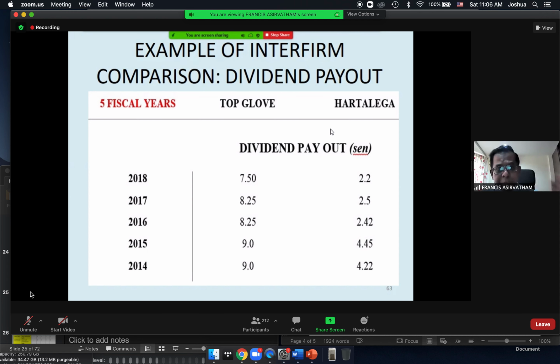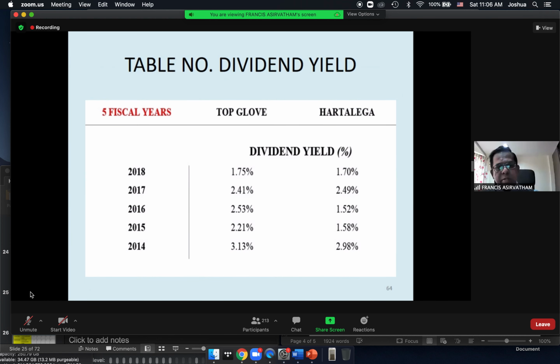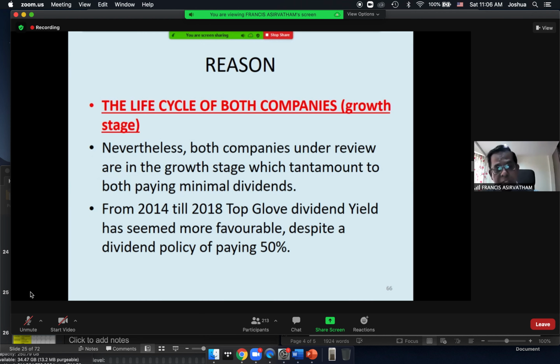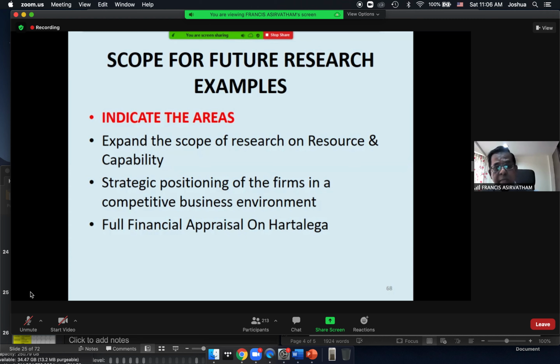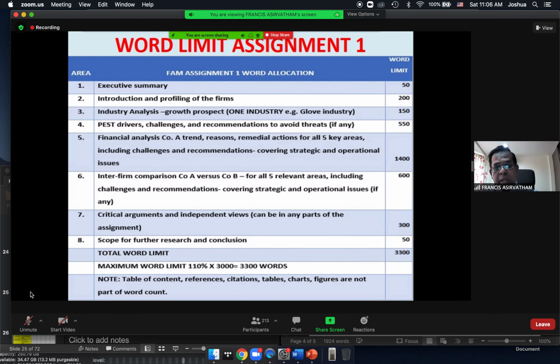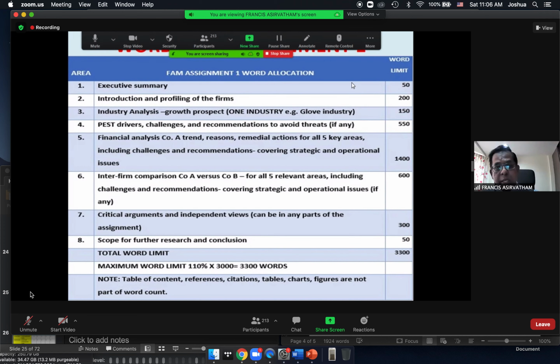So the inter-firm comparison, as I mentioned earlier, you take 5 ratios: 1 profit ratio, 1 liquidity ratio, 1 efficiency ratio, 1 capital structure, 1 what do you call, investors. Enough, you do a simple explanation. Within 600 words, you finish. To cover that, you have done that. Okay, and this is an example I've given. And to wrap up, we have completed the entire assignment.